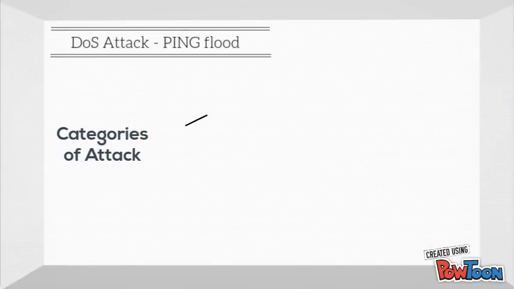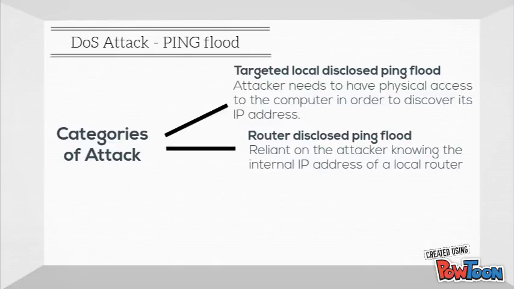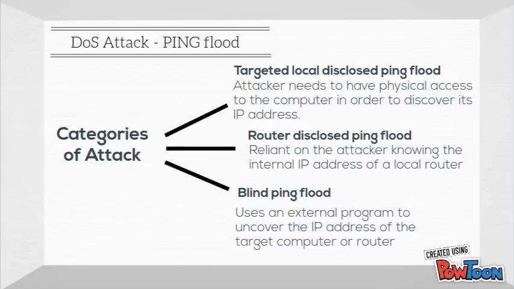These are the examples of ping flood attack. The first category of ping flood attack is a targeted local disclosed ping flood. Attacker needs to have physical access to the computer in order to discover its IP address. Next, a router disclosed ping flood is reliant on the attacker knowing the internal IP address of a local router. The last category is blind ping flood, which involves using an external program to uncover the IP address of the target computer or router before executing an attack.